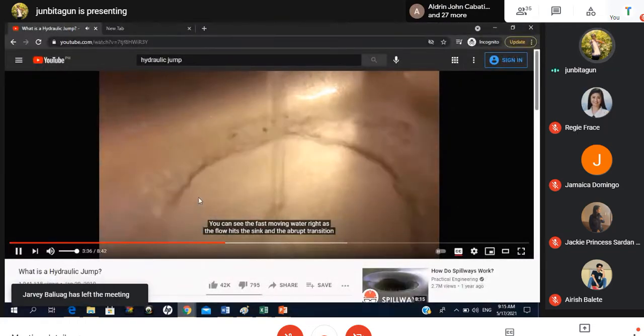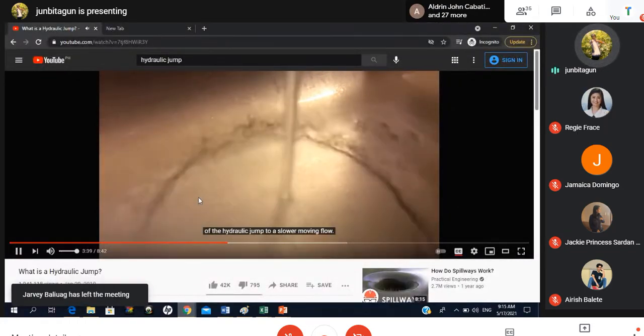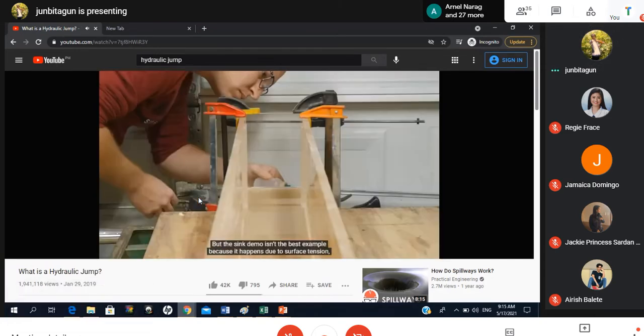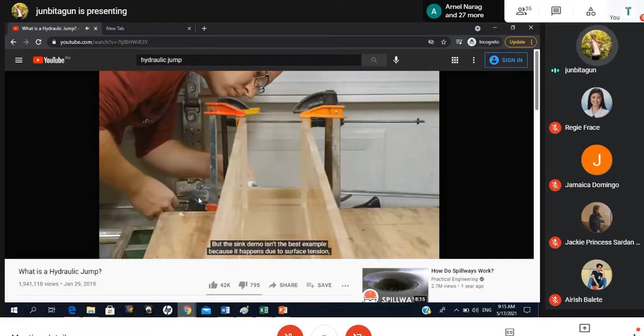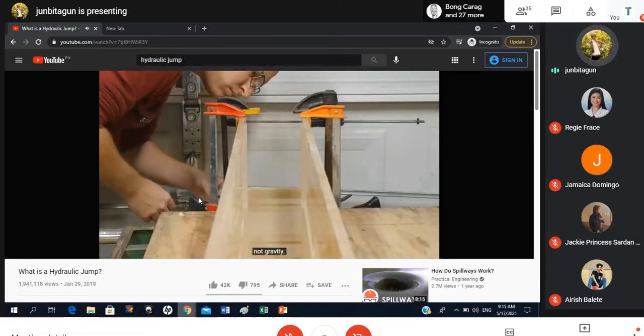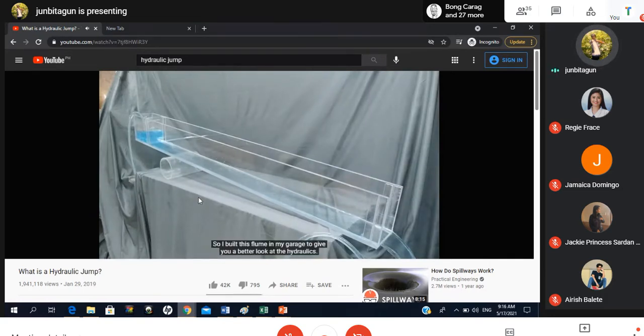The sink and the abrupt transition of the hydraulic jump to a slower moving flow. But the sink demo isn't the best example because it happens due to surface tension, not gravity. Plus it's kind of boring. So I built this flume in my garage to give you a better look at the hydraulics.